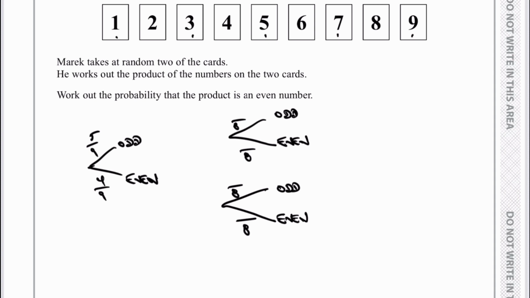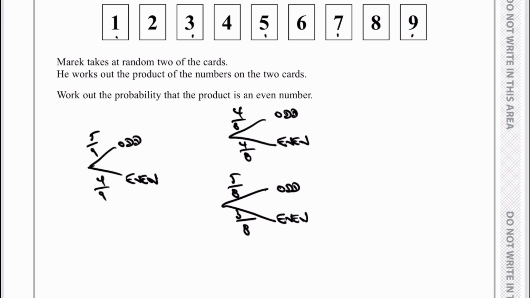So with the top one, the first time, if you picked an odd, there's only 4 odd cards left, but there are still 4 even cards. With the bottom line, if you picked an even card first, there's now 3 out of 8, and therefore there will be 5 out of 8 odd cards left. Again, if you're not sure about any of this, please leave a message. I'll always come back to you.